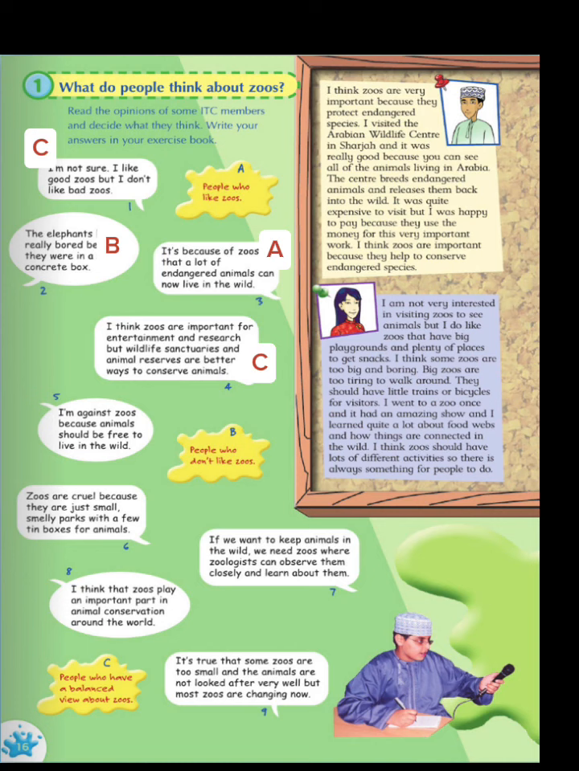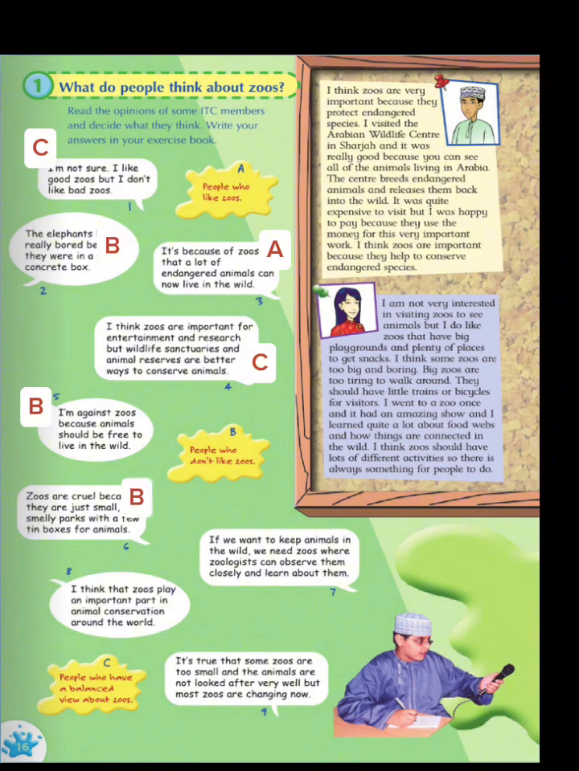Number 5. I'm against zoos because animals should be free to live in the wild. Number 5 belongs to Group B. Number 6. Zoos are cruel because they are just small, smelly parks with a few tiny boxes for animals. Number 6 belongs to Group B.